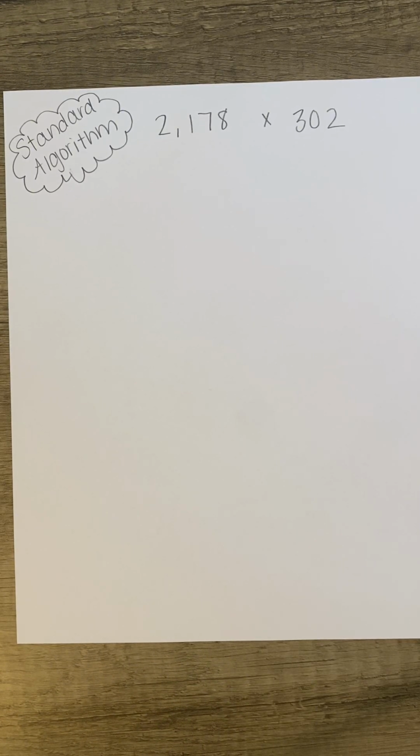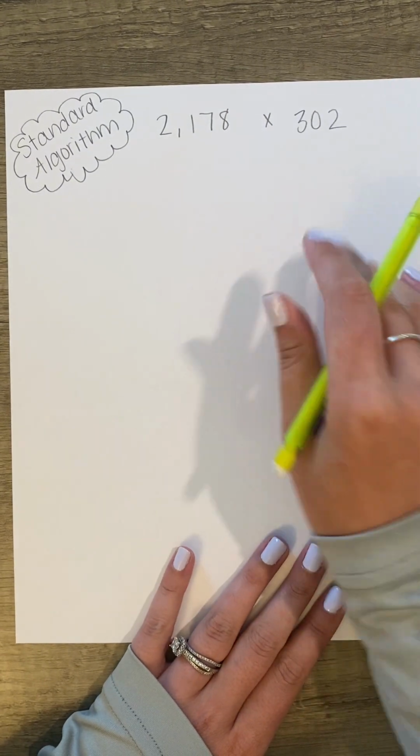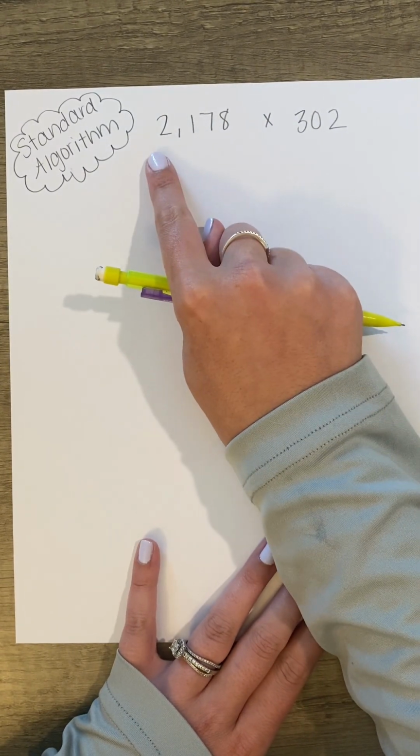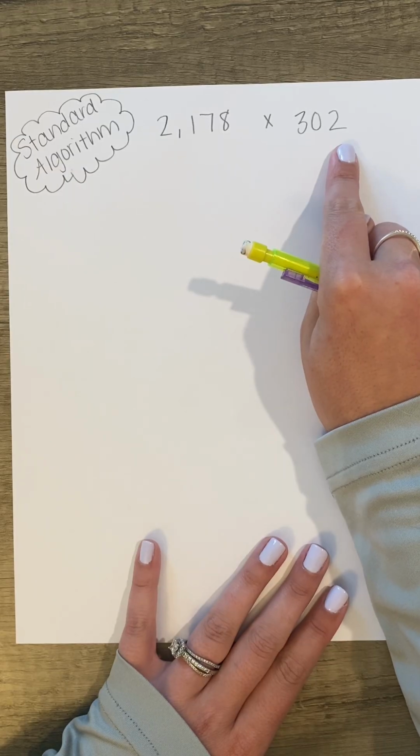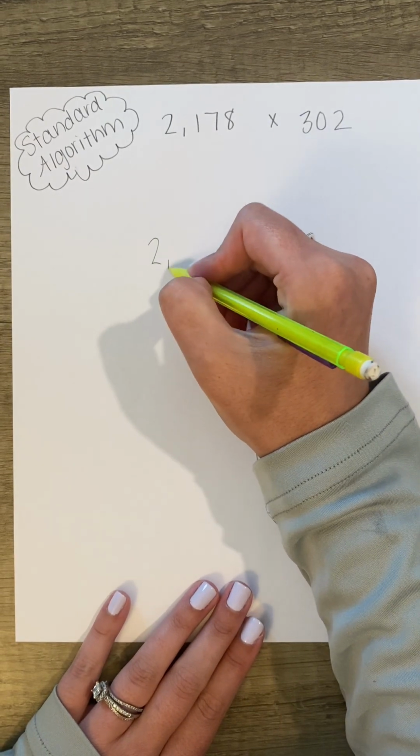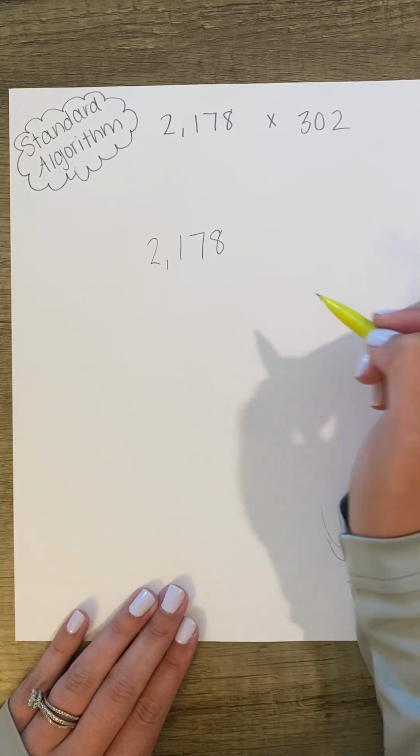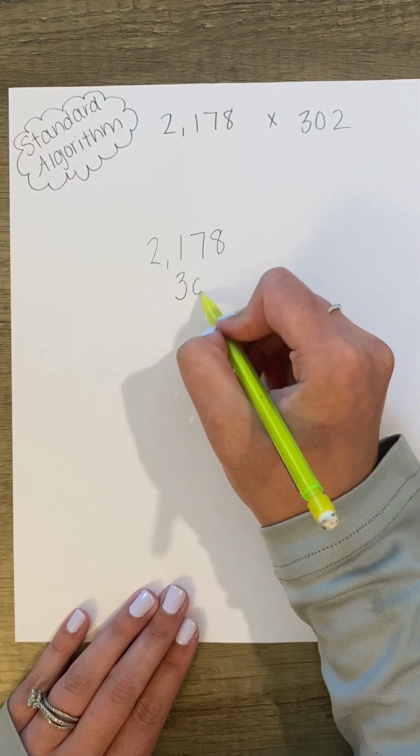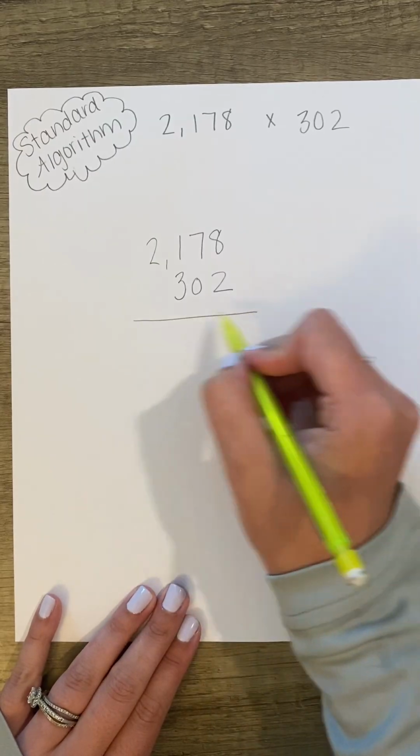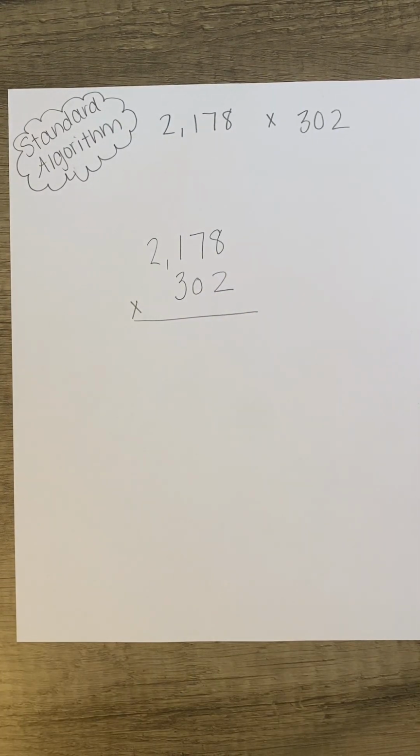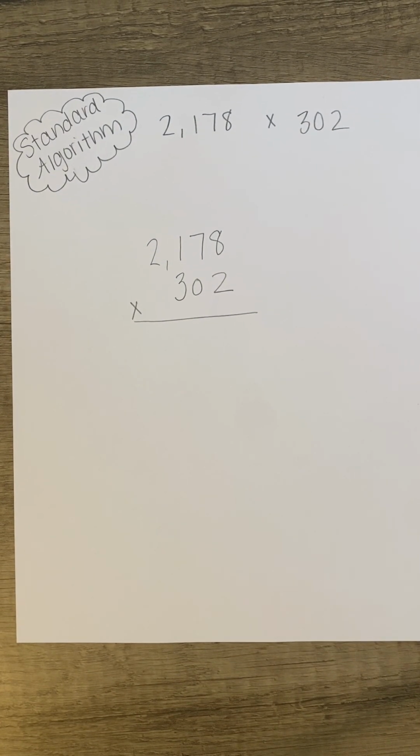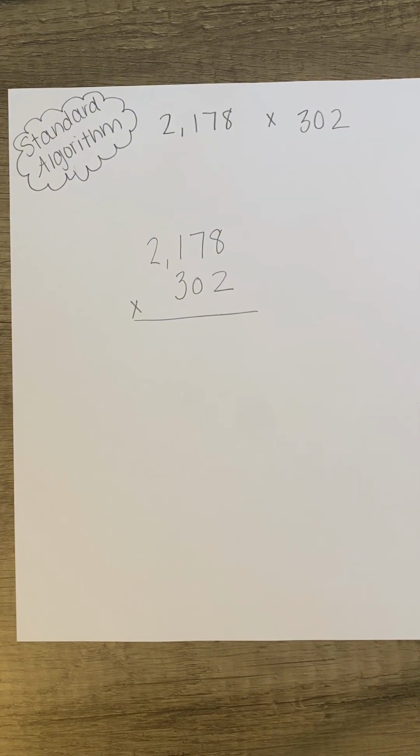I'm going to pump up the difficulty just a little bit and do a 4-digit by a 3-digit number, just to make sure that I cover everything that you're going to learn in 5th grade. So this is a beautiful example of the one with the most digits. So this one has 4, this one only has 3, goes on top. We can put 302 down below. So we're back to the standard algorithm. So the quickest, most efficient, in my opinion.